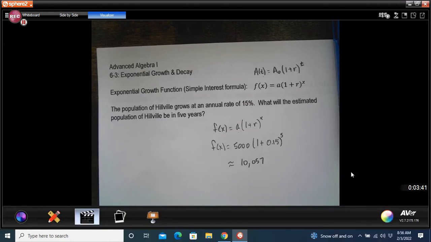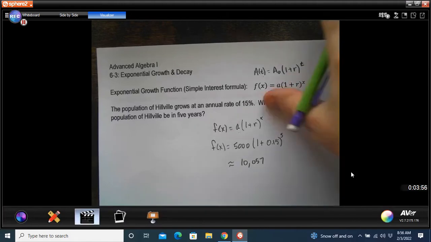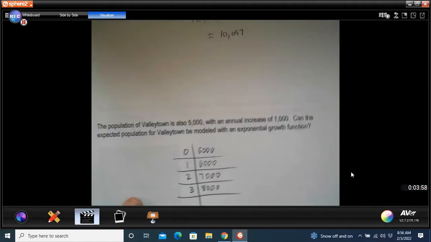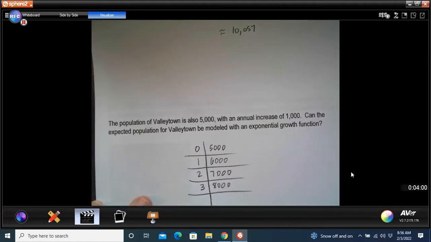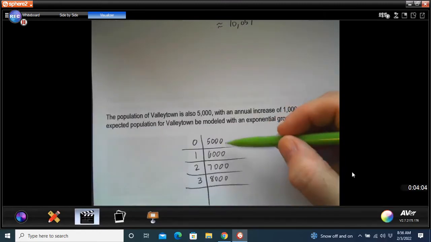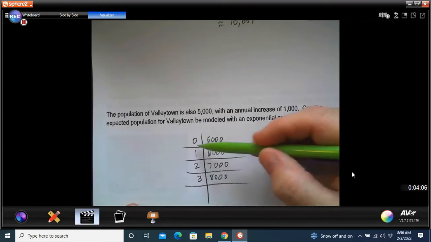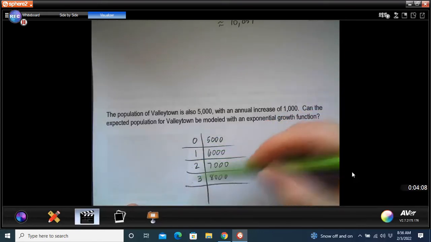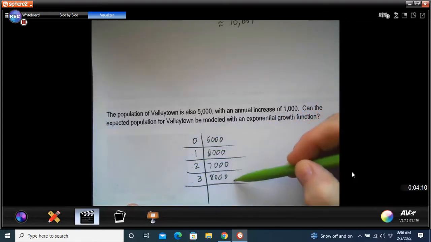So if this were the case, what they're asking is this, could we use exponential growth to determine this? And the answer is no. This would be a linear model, because this is going up by 1,000 each time.